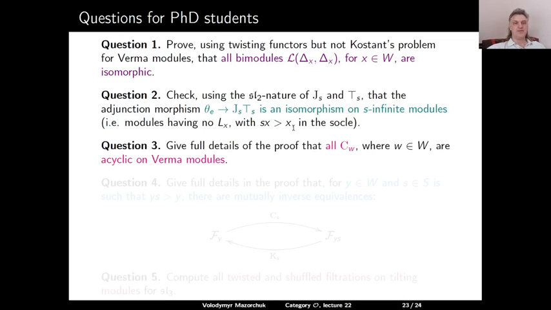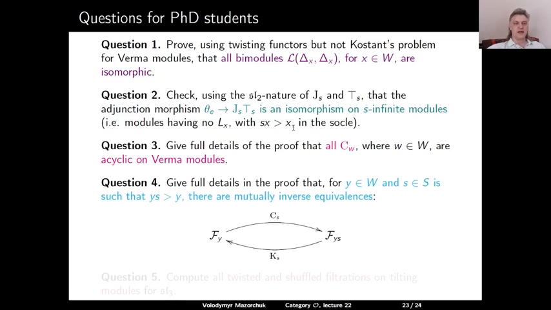Question number 3. Give full details of the proof that all C w, where w is in W, are acyclic on Verma modules. Question number 4. Give full details in the proof that for Y in W and S in S such that Ys is greater than Y, there are mutually inverse equivalences of categories between Fy and Fys given by the shuffling functor CS and the coshuffling functor KS.